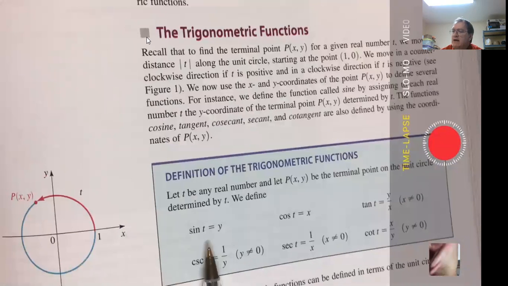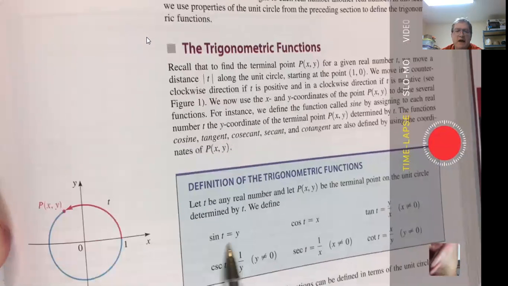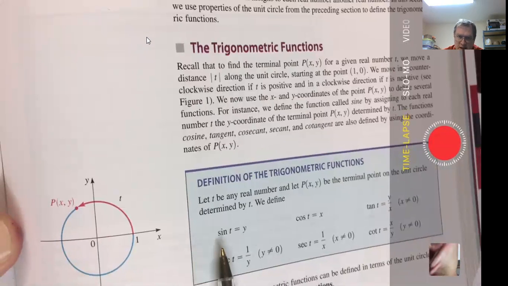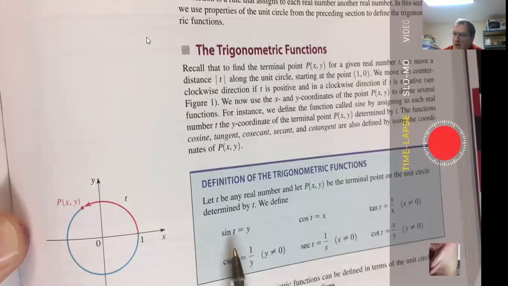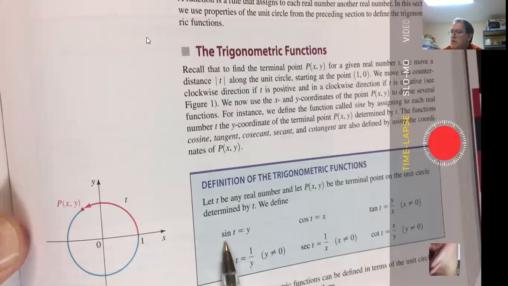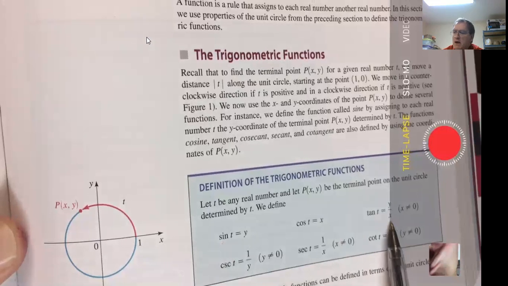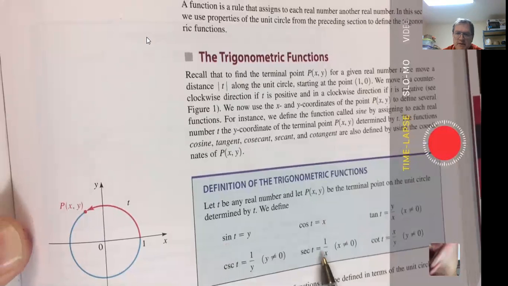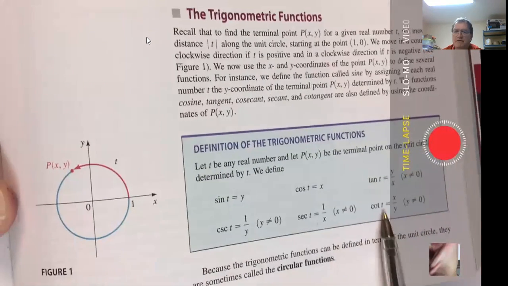Y is the sine of an angle, T is the angle around. They're using T as a number because they're treating sine as a function, but it's the same concept. In Chapter 5, they call this a theta. Here they call it a T for a number. The sine of it gives you the Y coordinate, the cosine of it gives you the X coordinate, the tangent gives you the ratio. Cosecant is the flip of the sine, secant is the flip of the cosine, and cotangent is the flip of the tangent.